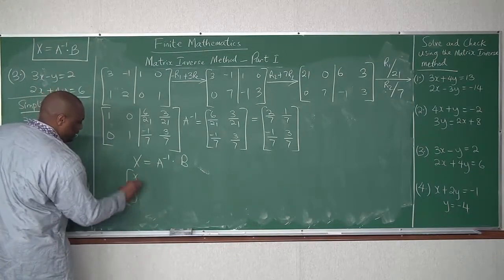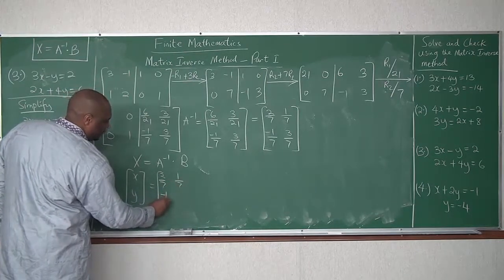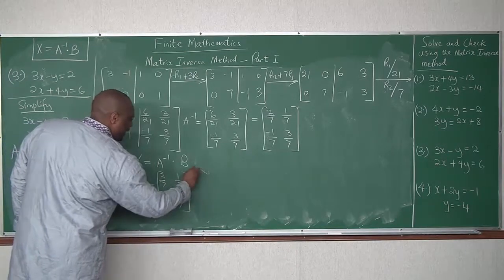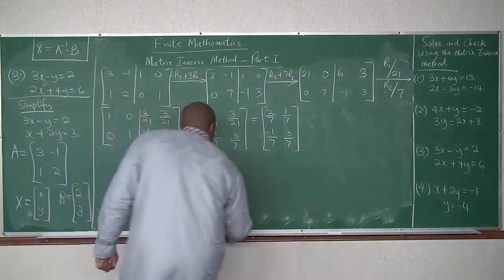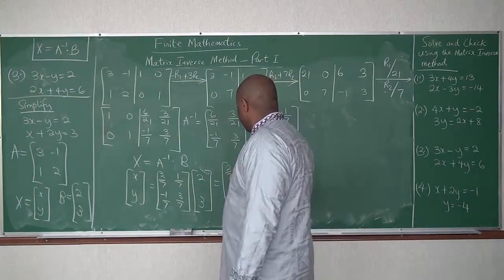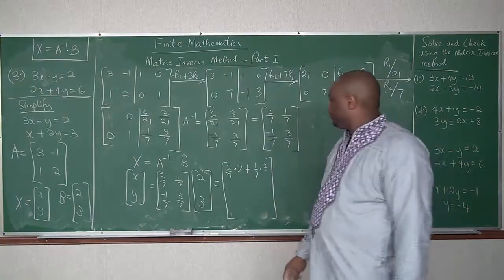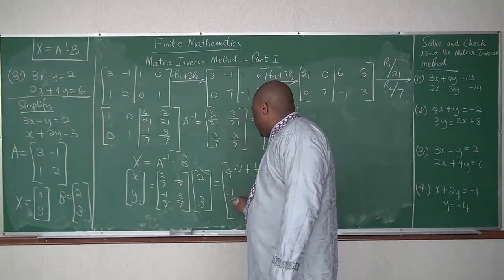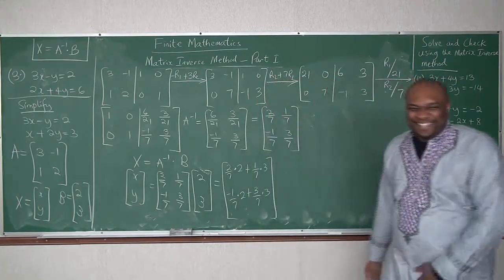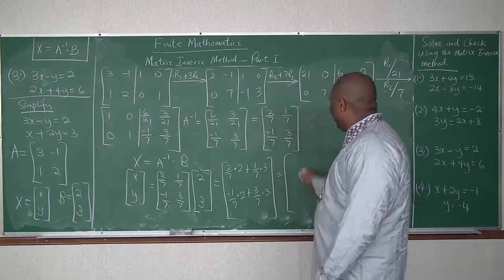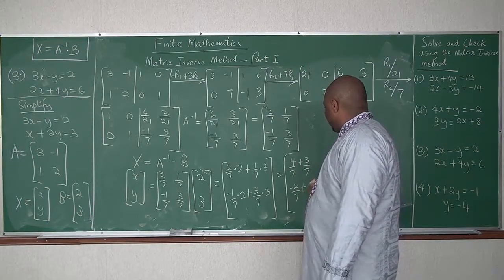So this means that xy is equal to A inverse, 2 over 7, 1 over 7 by row, negative 1 over 7, 3 over 7, times B, which is 2, 3. And what would this give us, row by column? 2 over 7 times 2 plus 1 over 7 times 3. Then negative 1 over 7 times 2 plus 3 over 7 times 3. So this will be 4 over 7 plus 3 over 7, and this will be negative 2 over 7 plus 9 over 7.